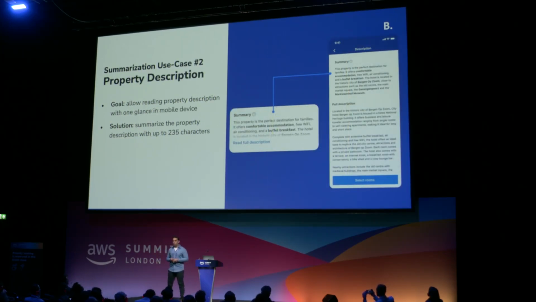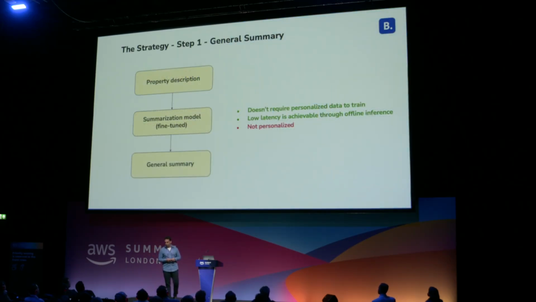The second use case is property description, where we aim to take the full description that might be, let's say, 5 paragraphs about the property, and generate a 1 paragraph short summary about the property with up to 235 characters. So our general strategy is moving from one general description to personalized description. We start by taking a property description, then insert it into a summarization model, which we fine-tune ourselves, as you might see in a few seconds, and we output a general summary.